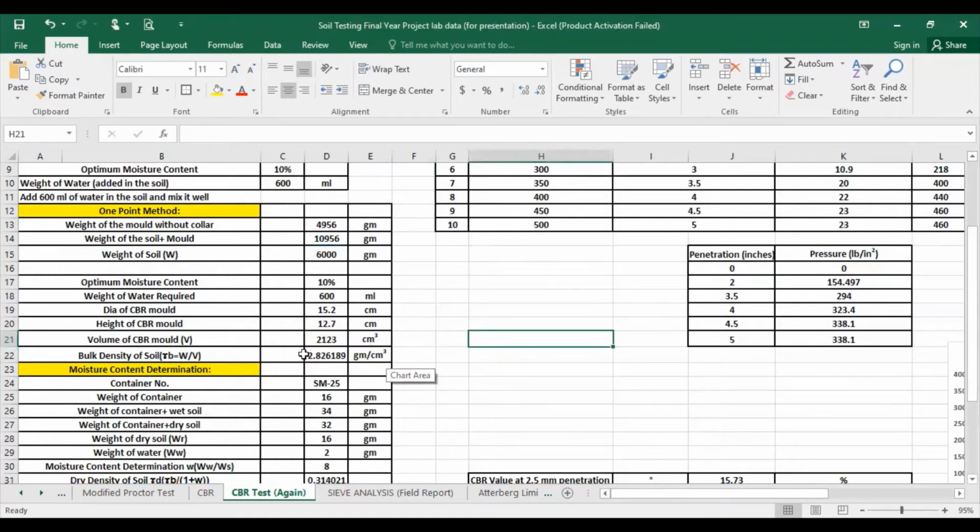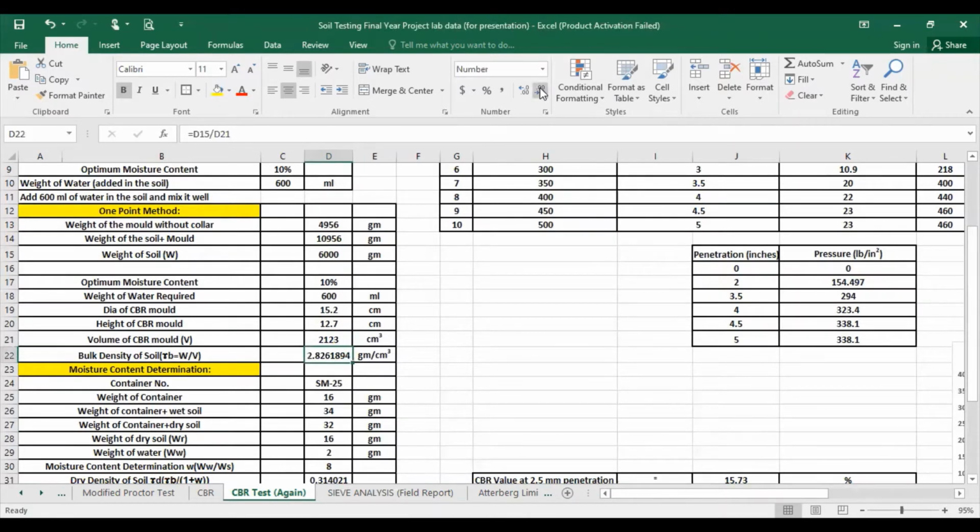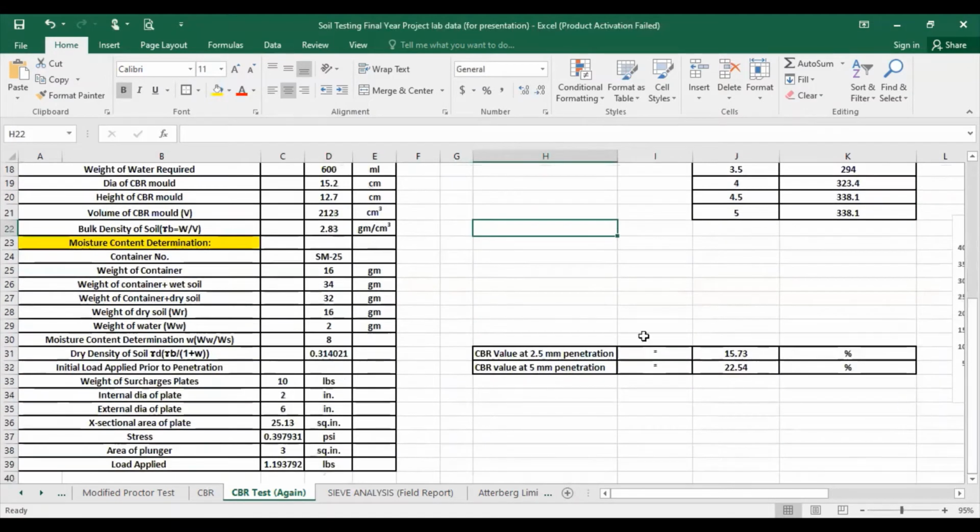Now you can do one more thing here. Click on this cell and go to decrease decimals, because there are too many decimals. So it is coming out to be 2.83 gram per centimeter cube.